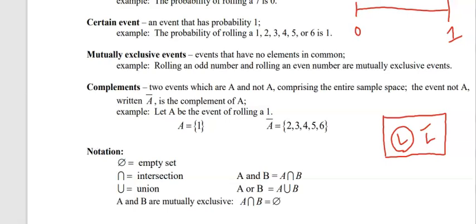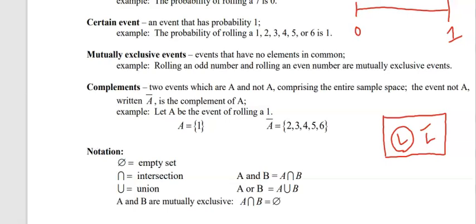Example: let A be the event of rolling a 1 on a standard dice. So the event A is 1. A complement would be all of the outcomes of rolling a dice that do not include 1. Another example: let A be the event of drawing an ace out of the deck. Well, there's 4 aces in the deck. A complement would be all of the other 48 cards that are not the aces in the deck.